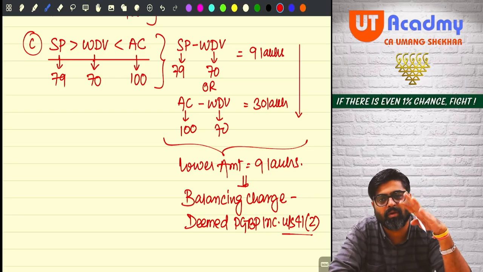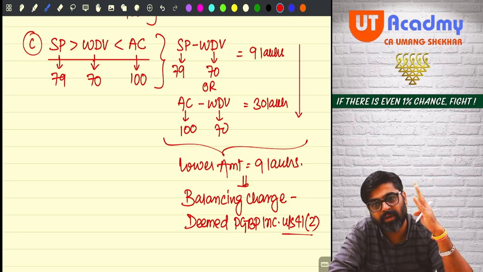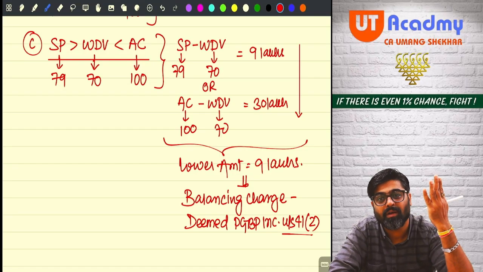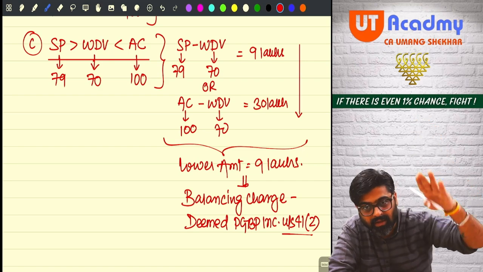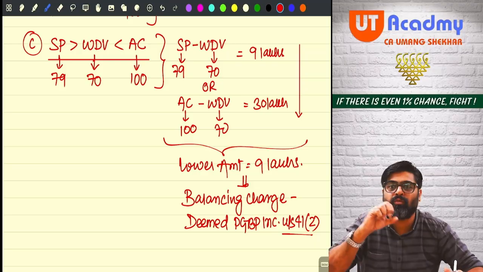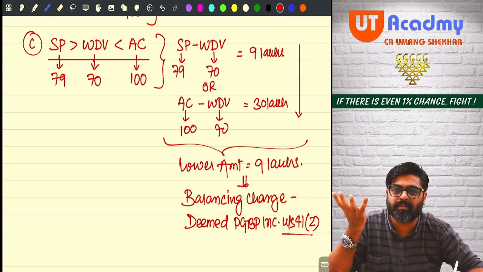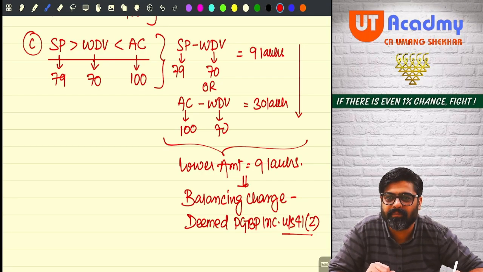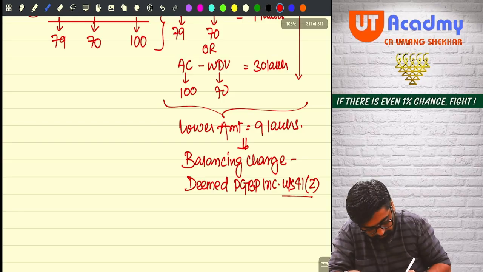Because this 9 is coming out of that 30 only, which we have allowed under PGBP. So your business income should increase by 9 now. Because this 9 was allowed as a part of depreciation, meaning 30 lakh business income has come down. So out of that 30, 9 which you have recovered right now, that 9 should increase your PGBP only. Got it? Next one. Next one is D.